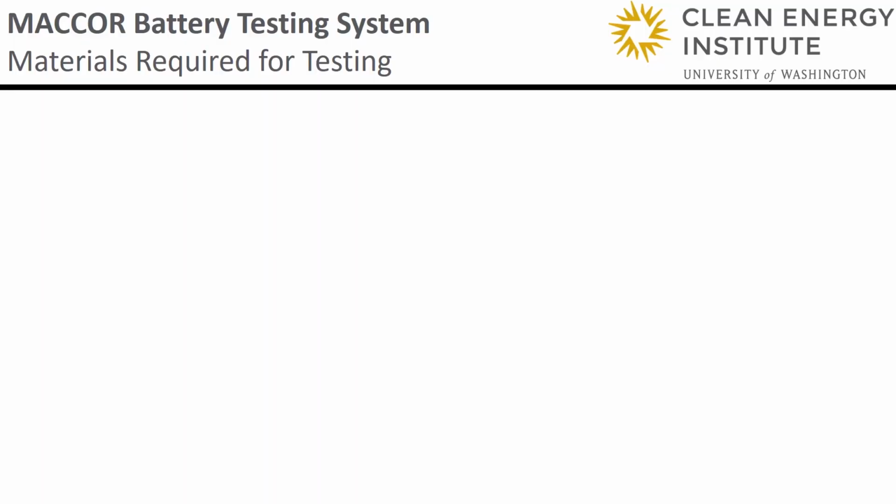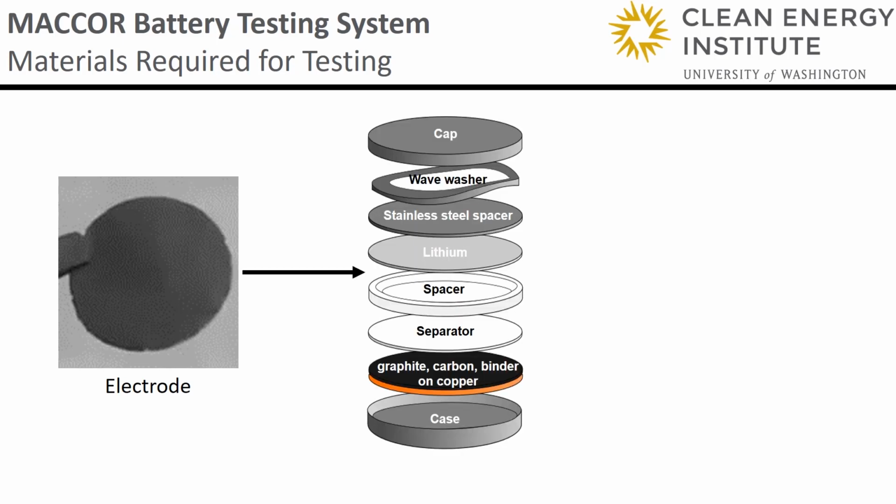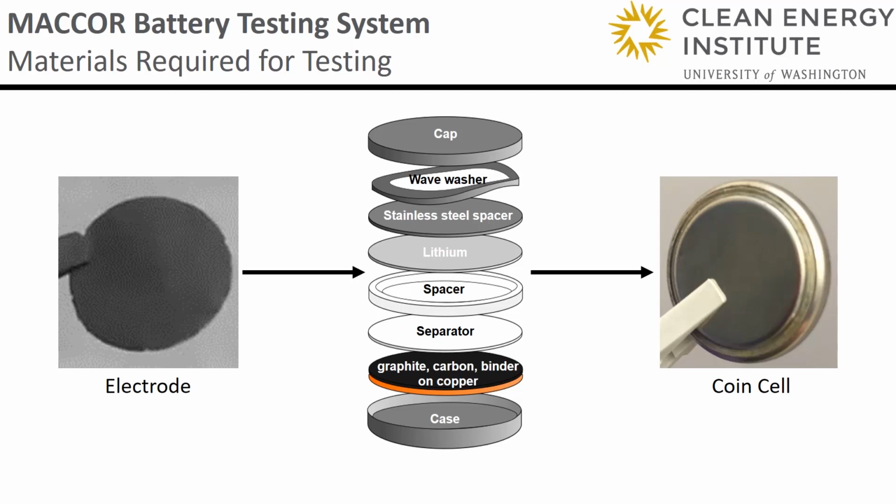Before we look at the software for the MACCOR battery testing system, let's go over what materials are required for testing, as well as some information you'll need to know before you begin programming. So you'll need your electrode with your active material loaded on it. In my case, I will be using a graphite negative electrode on a copper substrate. This electrode will be placed in a Coincell with this sort of configuration and crimped. So our final product that we will be testing is this Coincell shown here.